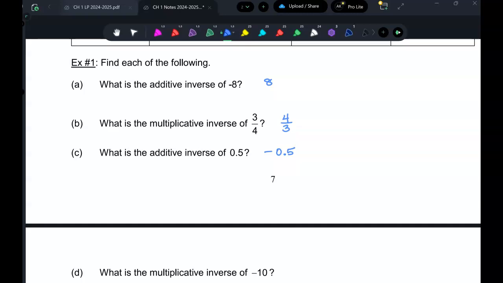Okay, additive inverse, you just changed the sign. So it will be 50. And here, multiplicative, we flip it. So multiplicative inverse, we flip the number. Additive inverse, we just change the sign. So if it's positive, we make it negative. If it's negative, we make it positive. Did the number itself change at all? No. Okay?